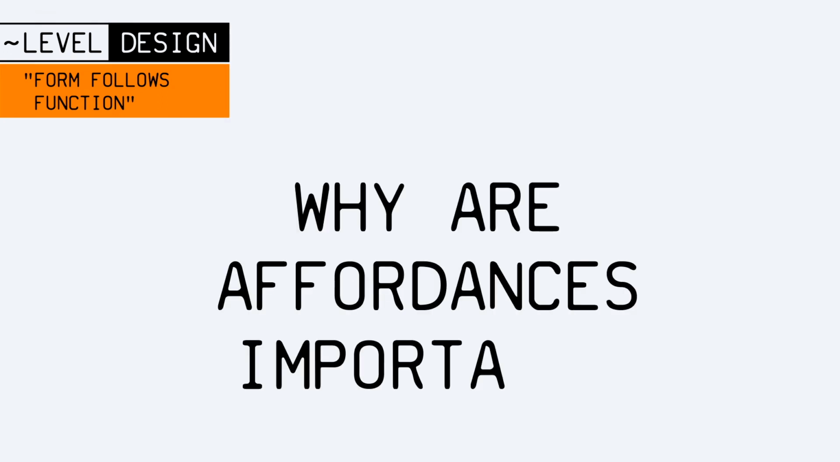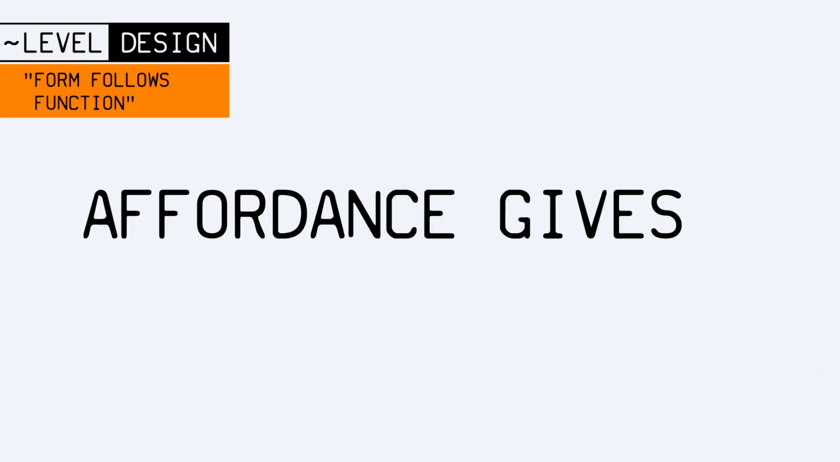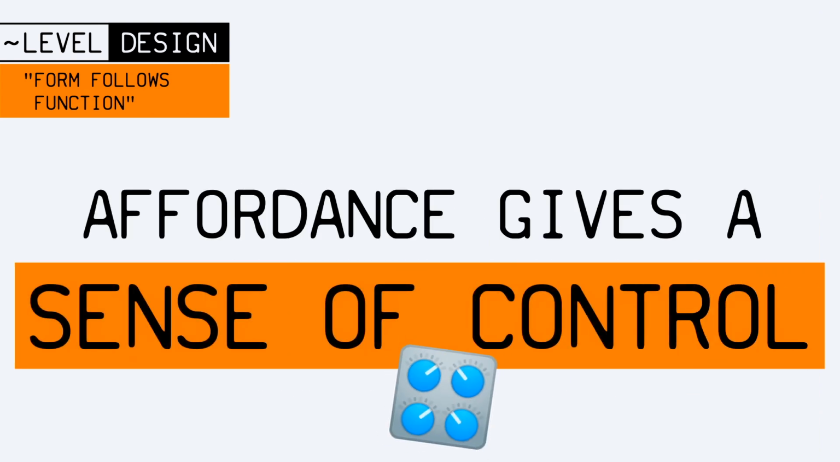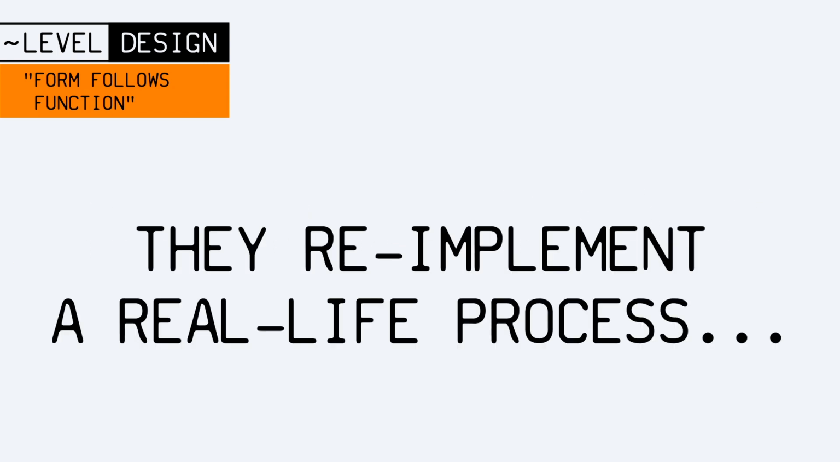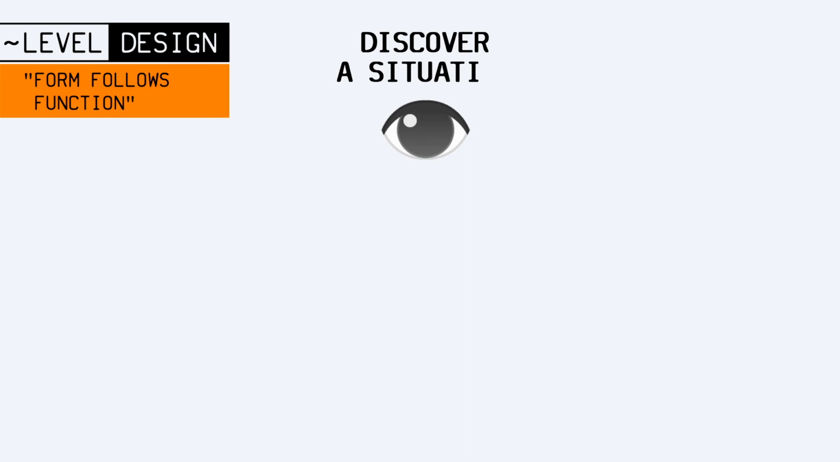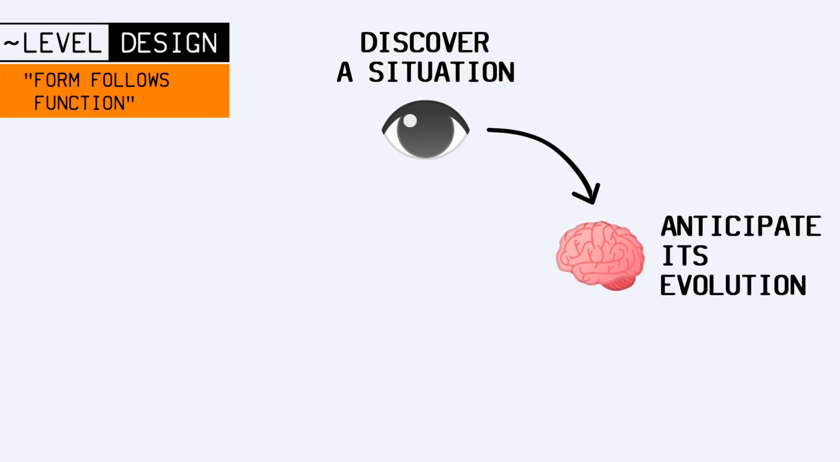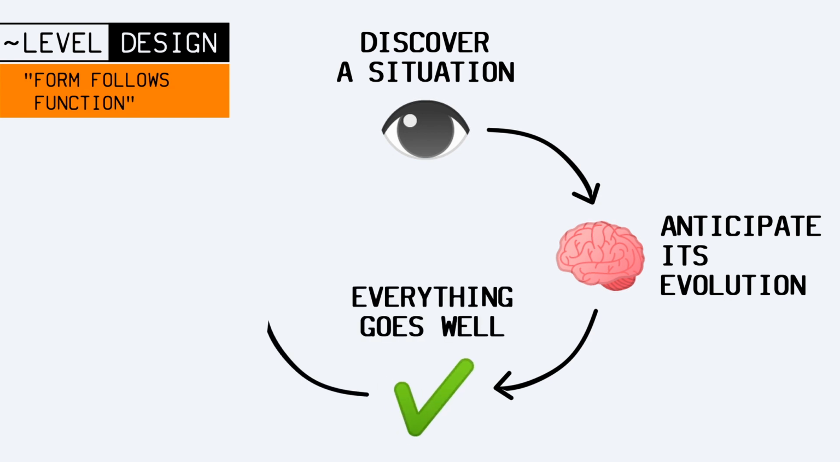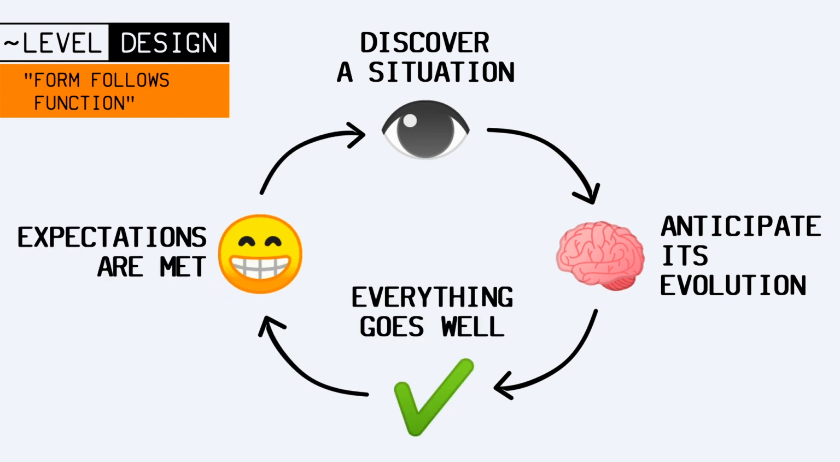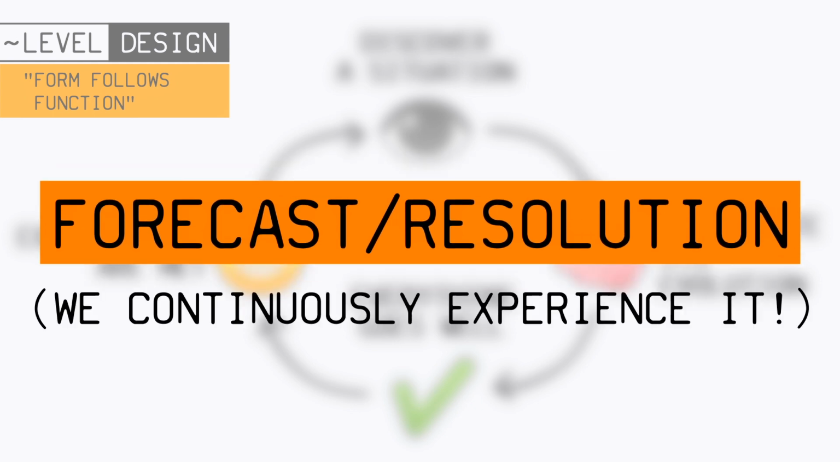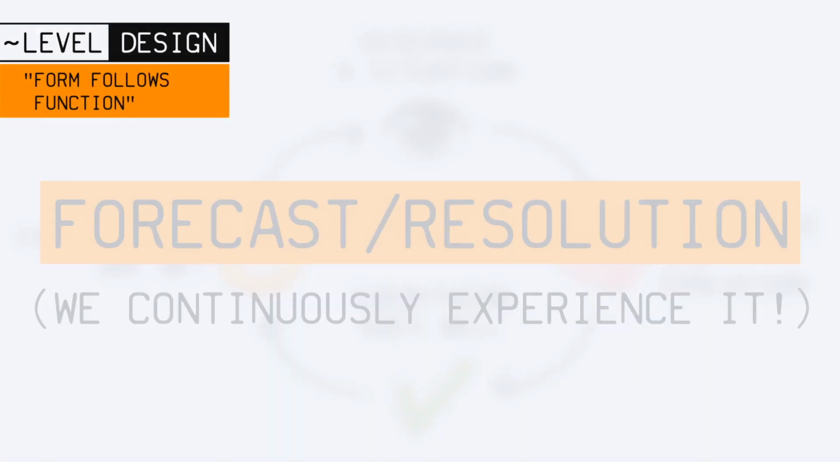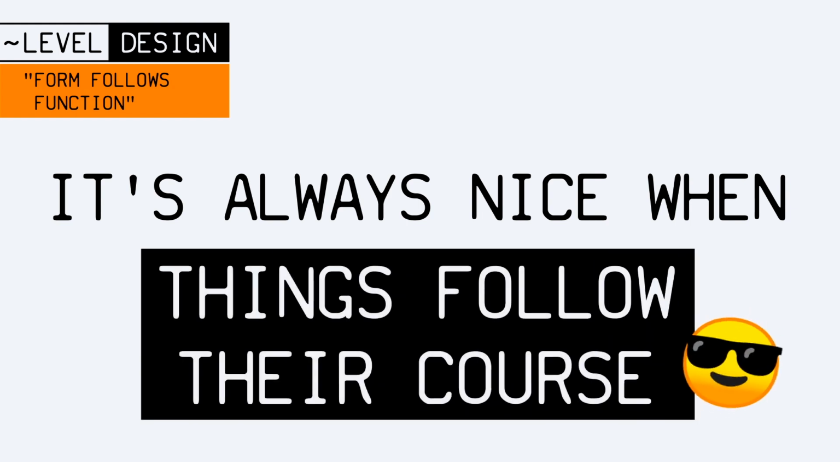Now, the reason affordances are so important in games is because they give us a sense of control over this virtual environment. To put it simply, they directly implement what we often experience in life, namely, I look at the situation, I anticipate its evolution after my intervention, everything goes according to plan, and I'm happy to see my expectations met. This simple forecast resolution cycle is super common, so much so that we sometimes forget we continuously experience some form of it. But it's always very nice for us to see things follow their expected course.